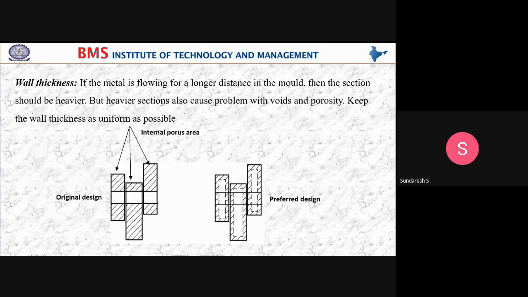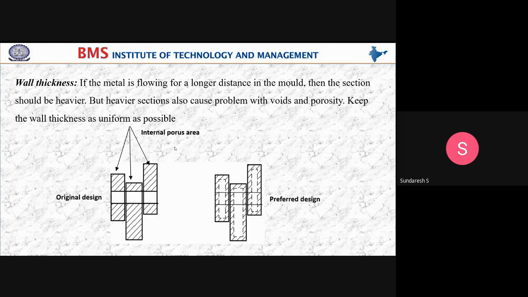The next thing is the wall thickness. If the metal is flowing for a longer distance in the mold, then the section should be heavier. But a heavier section also causes problems with voids and porosity. Keep the wall thickness as uniform as possible.